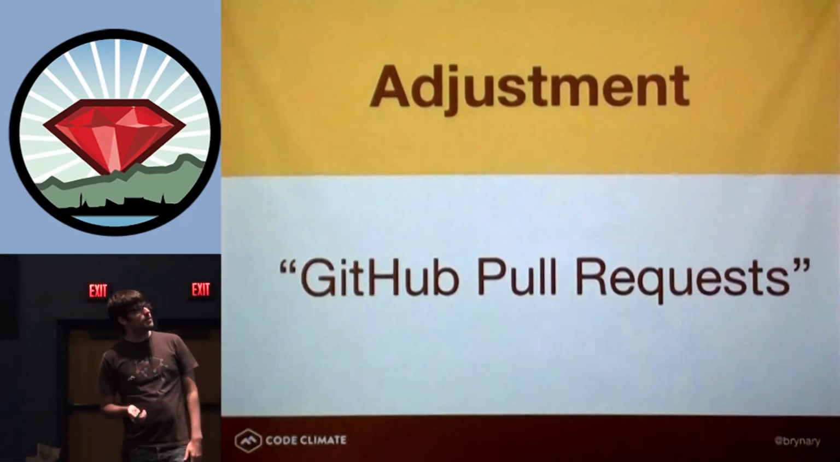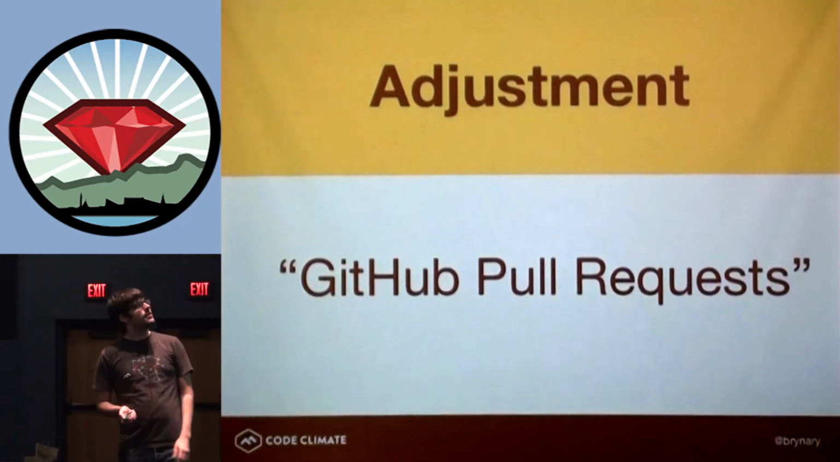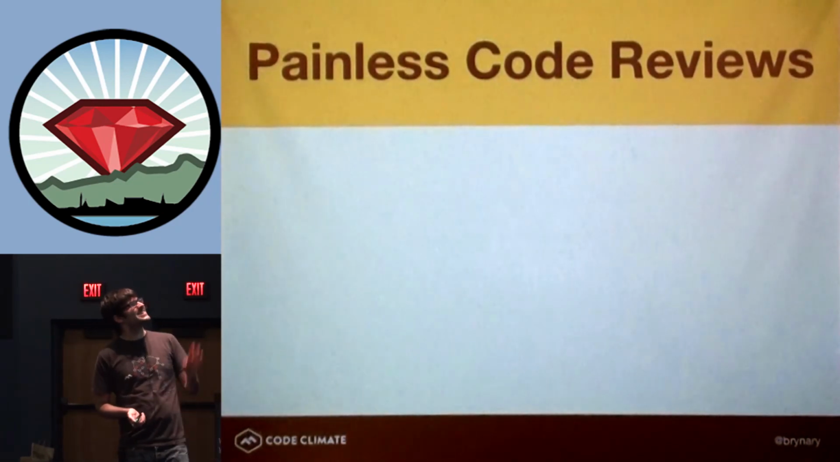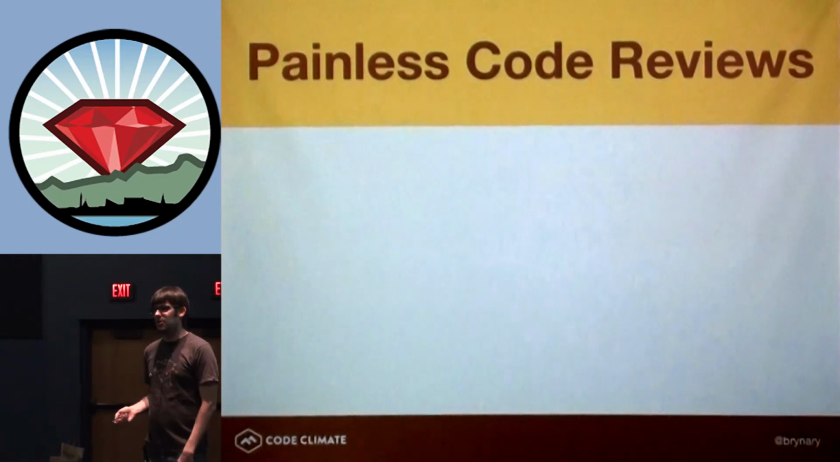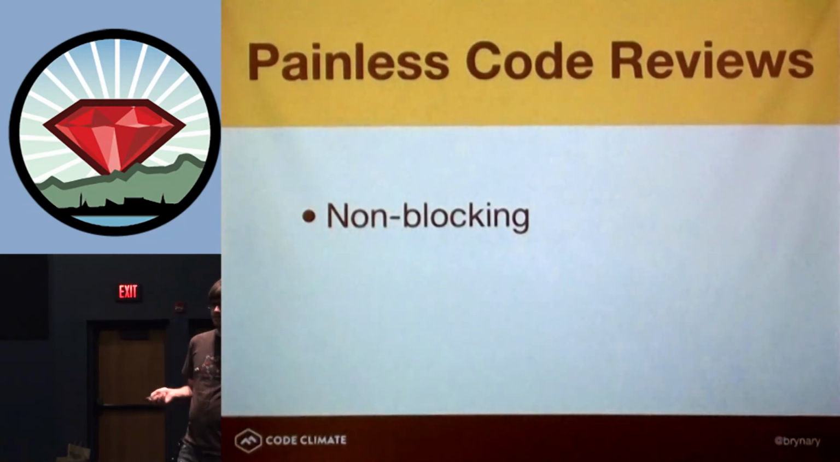So for the remainder, we're going to talk about GitHub pull requests. Forget about the code review thing. That's not what this is, except for this slide. So how do you make code reviews painless? I think there's 3 keys.